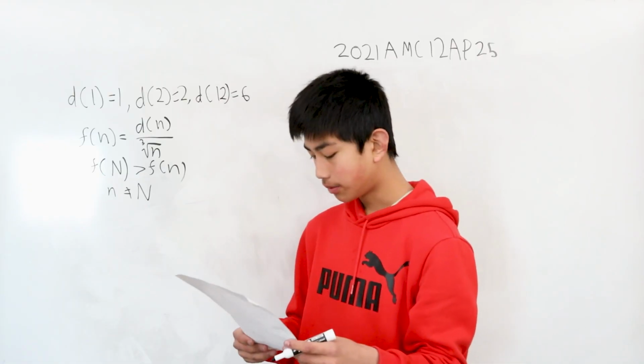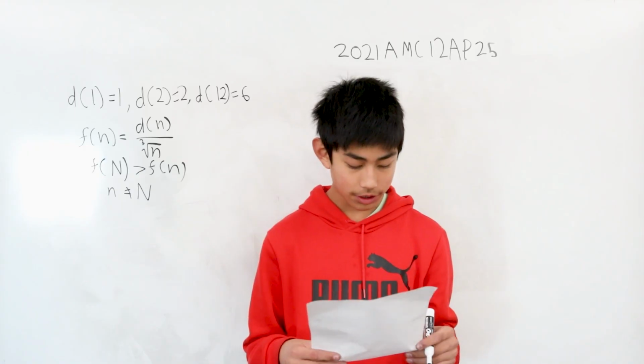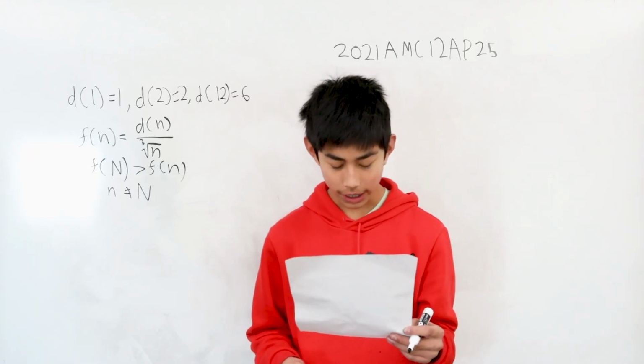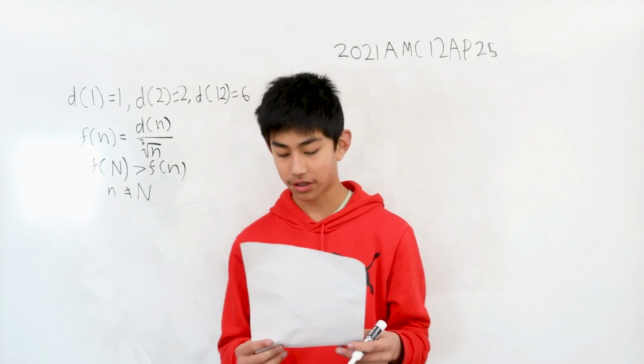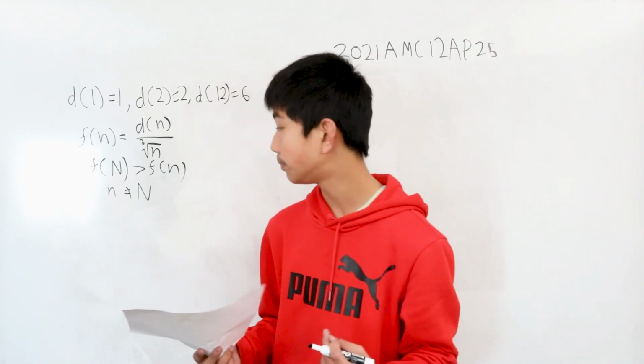Let f(n) be equal to D(n) divided by the cube root of n. There is a unique positive integer N such that f(N) is greater than f(n) for all positive integers n not equal to N. What is the sum of the digits of N?